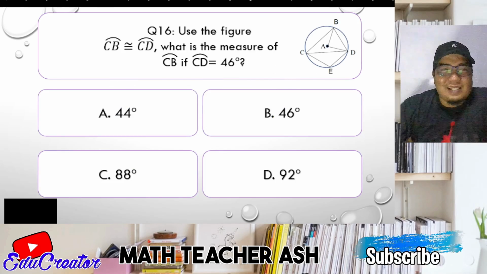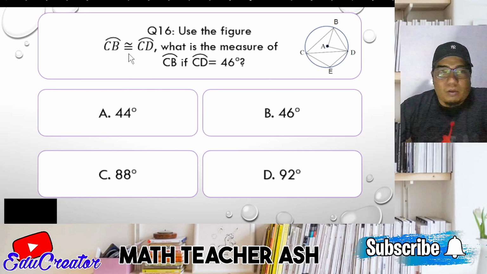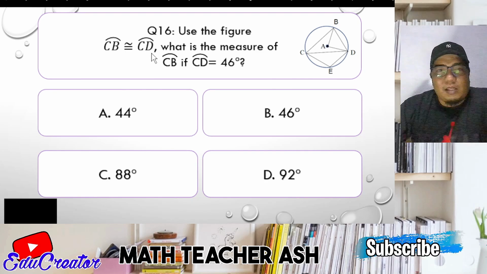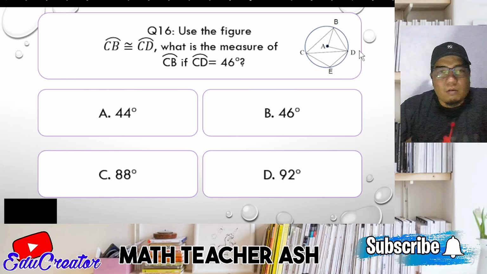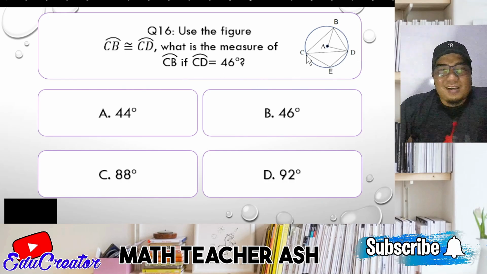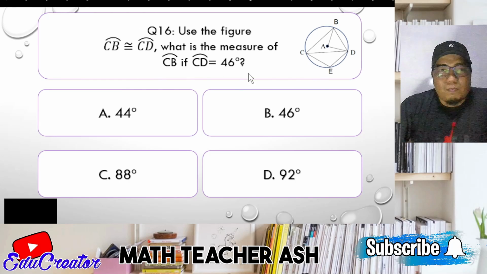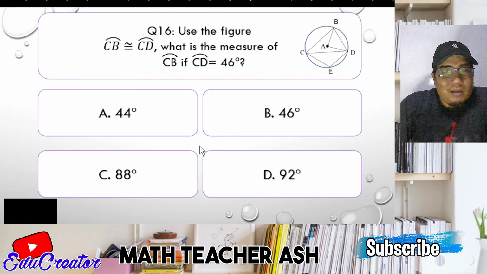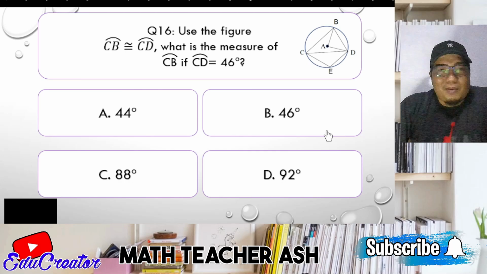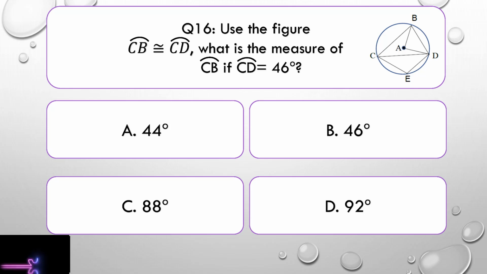Question number 16. Oh, yun pa rin ang given. Use the figure. If arc CB is congruent to arc CD, okay, parang hindi naman realistic ito. What is the measurement of arc CB if arc CD is 46? So anyway, kahit walang drawing ito, kung titingnan mo lang ang buong question na ito, makukuha mo na. Is it A, 44, B, 46, C, 88, or D, 92? I'll give you 5 seconds to answer.